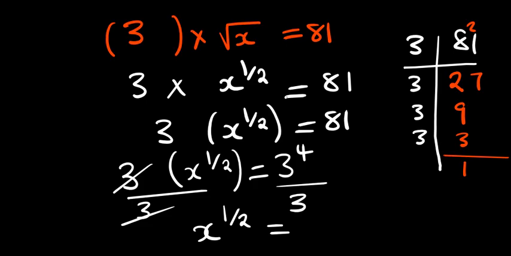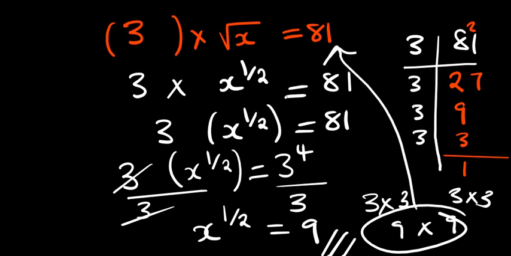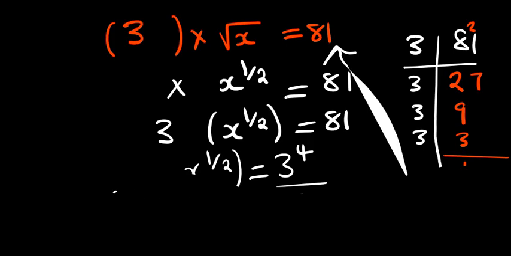3 into 81, what is it going to give us? It's going to give us 9, right? Because 3 times 3, that is a 9. 3 times 3, that is also a 9. 9 times 9 gives us 81. So basically that is our answer. Our answer is x is equal to 9. So let's just prove if x is 9 in this case.